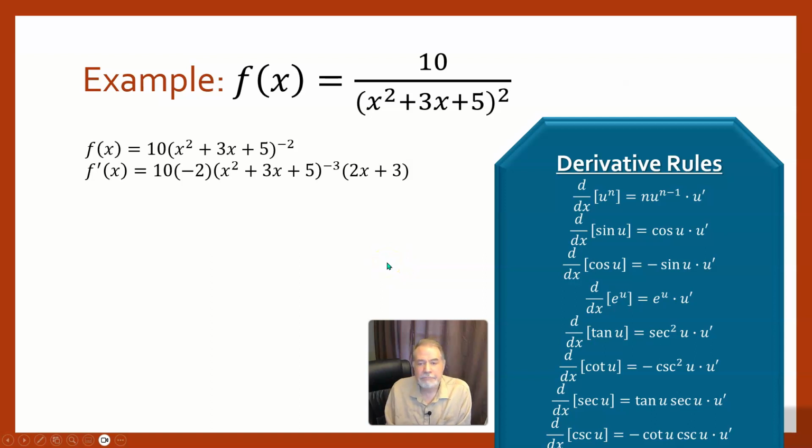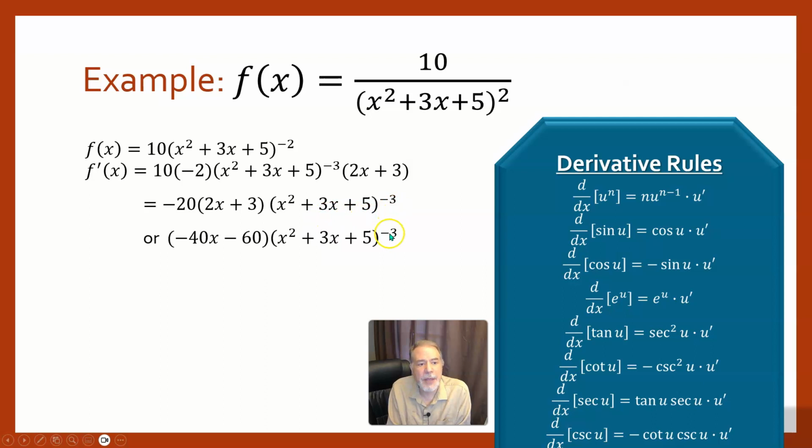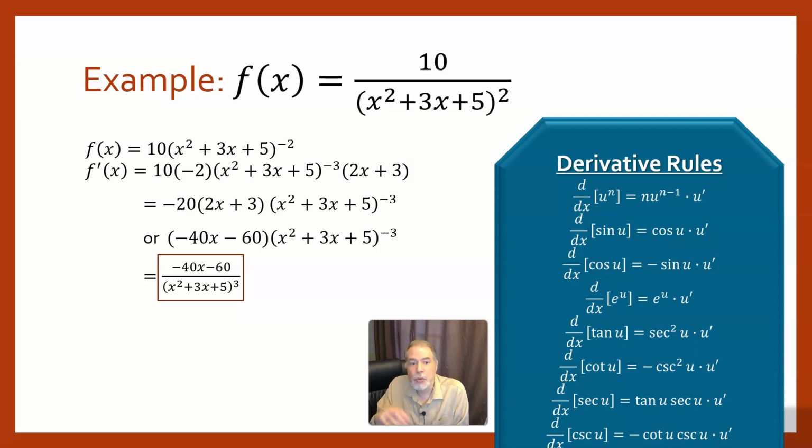And we're done differentiating. If we left it like that, that would be the derivative, but we can clean it up or simplify it a bit. We can multiply together 10 times negative 2 and get negative 20. We can put the 2x plus 3 in front of the x squared plus 3x plus 5 to the negative 3 power. If you want, you can multiply through the negative 20 times the 2x plus 3 and write it as negative 40x minus 60. And instead of times something to the negative 3 power, we can put it over that thing to the positive 3 power. So that would be probably the way I would want to write the final answer, as negative 40x minus 60 over x squared plus 3x plus 5 to the third power.